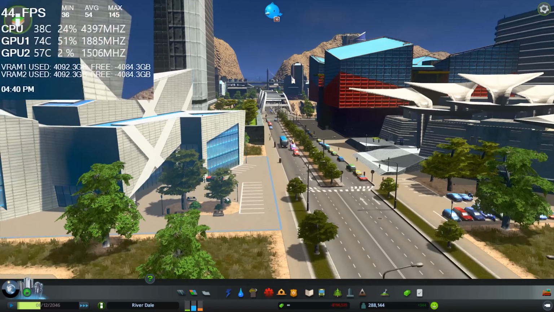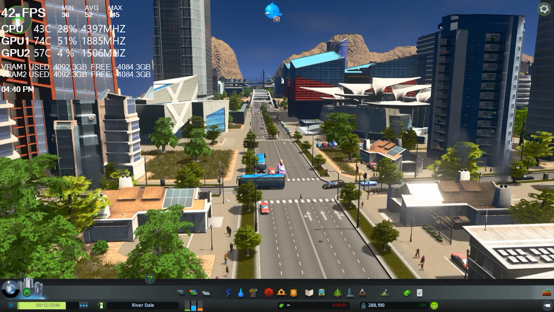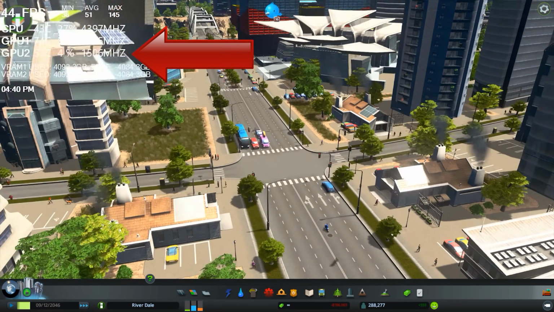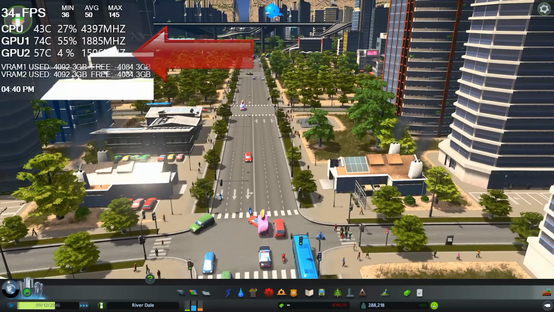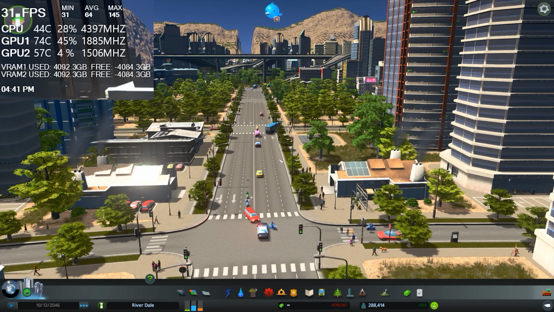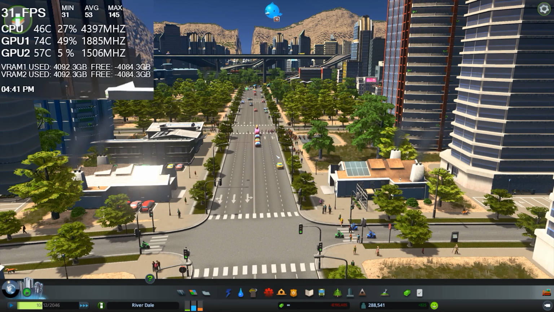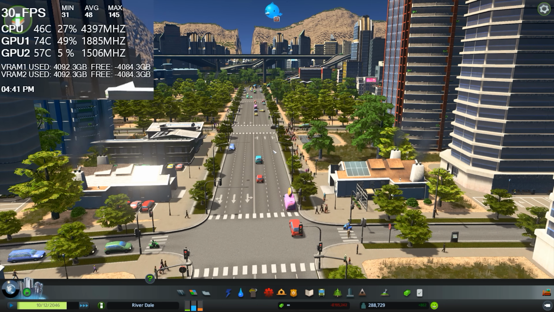What garbage is this? It's called poor optimization for one. Have a peek at our second GPU usage. It hasn't even passed 10% since the start of this run. This tells me that Cities isn't SLI optimized and is essentially ignoring the second graphics card. Big waste of money in this case.